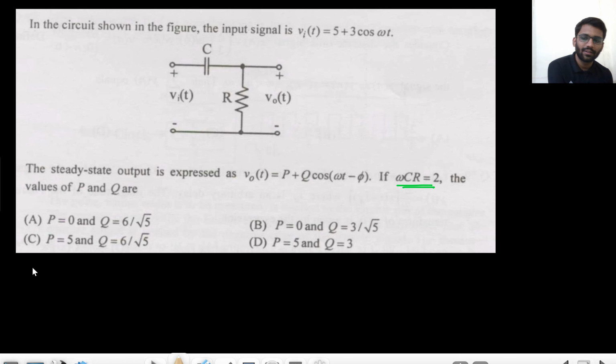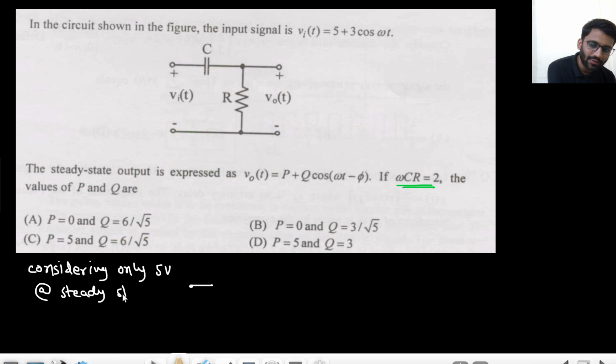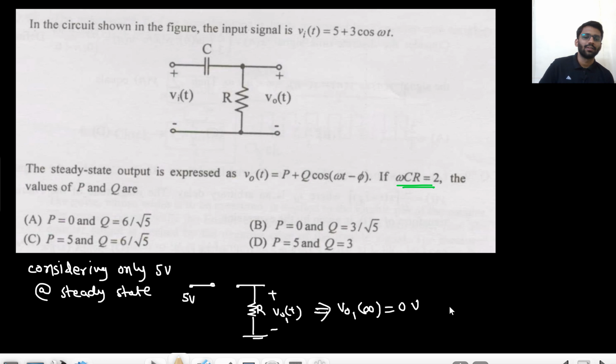So considering only 5 volt, again superposition we will apply. Considering only 5 volt, what will be the steady state V naught? At steady state, the capacitor will be open circuited. So here I have 5 volt, capacitor open circuited, right? This is my V naught 1. V naught 1 at infinity would be 0 volt, right? That shows that P is 0 because the DC component is 0.